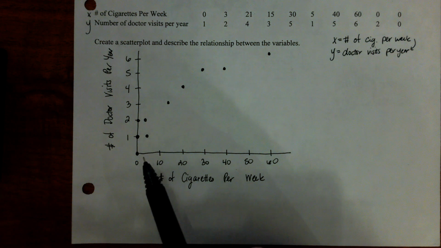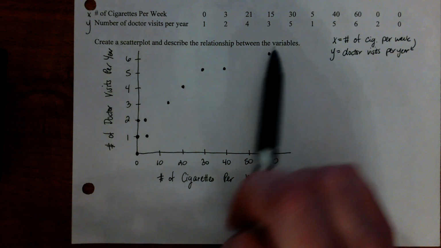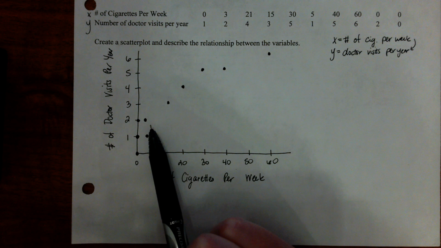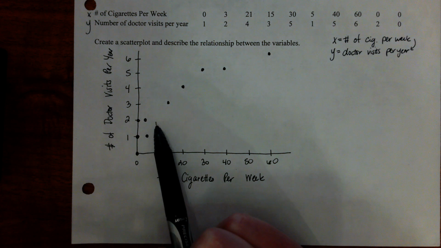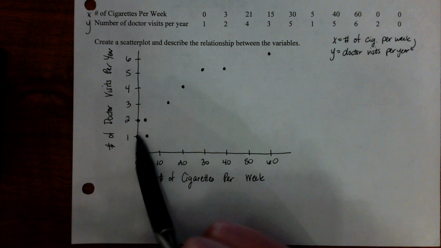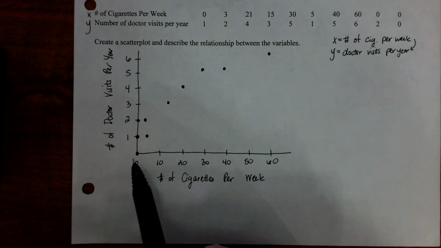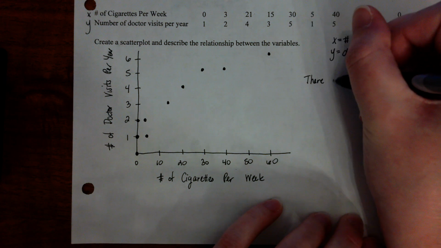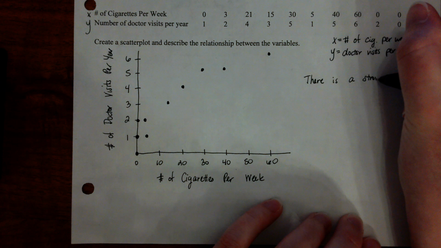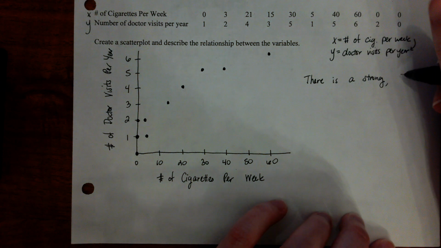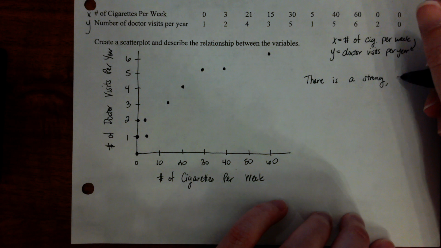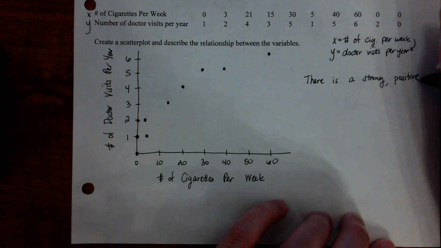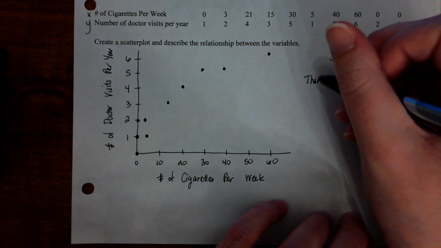So we have our form, which is linear. We have our direction, which we say as we increase the number of cigarettes per week, our doctor visits seem to be increasing as well per year. So we could say that's positive. And I would say there's a strong relationship here for our strength. So we can say that there is a strong, so that resembles our strength, we're going to have our direction, so positive, linear relationship.